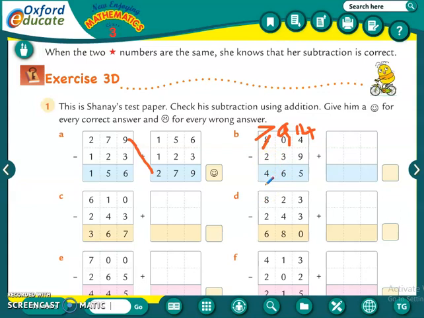Is it correct? No. So here she had written the correct answer. So if we write here, see now in this sum, if this calculation is given, then we don't have to do subtraction here. So what will we do?